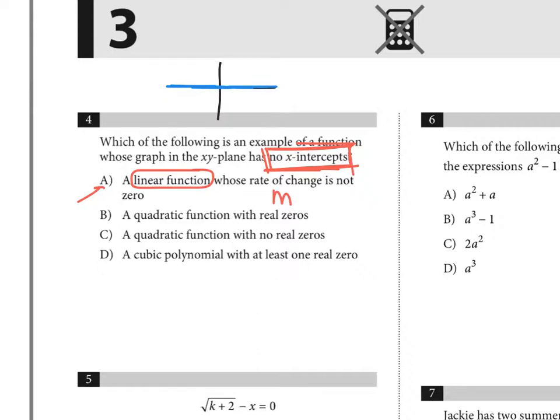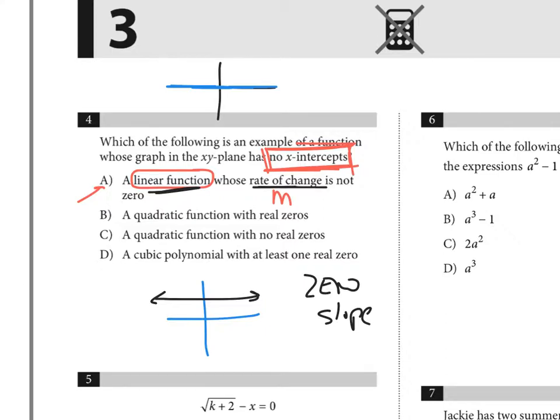In geometry, you learned about slopes, and lines that have 0 slope are horizontal lines. But this one here says a line whose slope, rate of change, is not 0. So if you have a slope that's not 0, your line's not going to be horizontal, meaning it will eventually cross the x-axis somewhere. So here the answer is not letter A, because that will have an x-intercept.